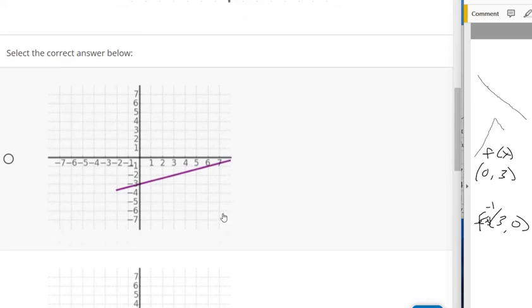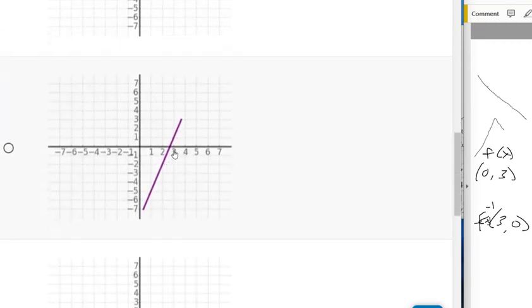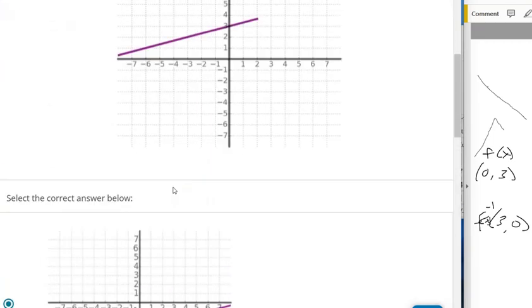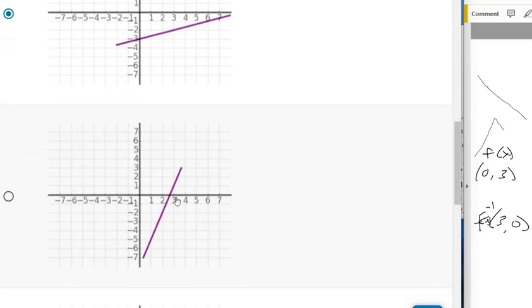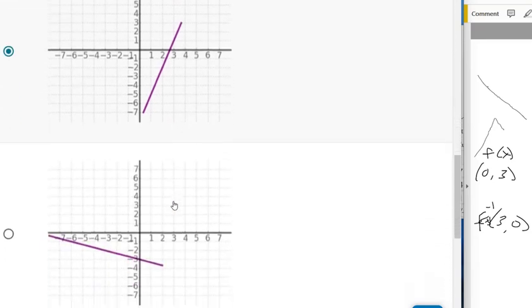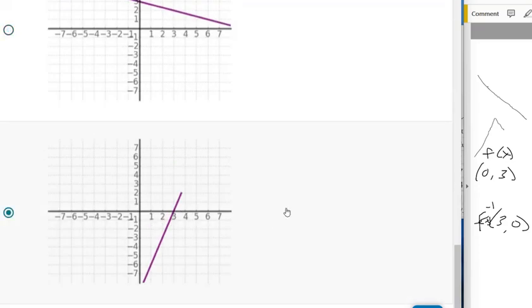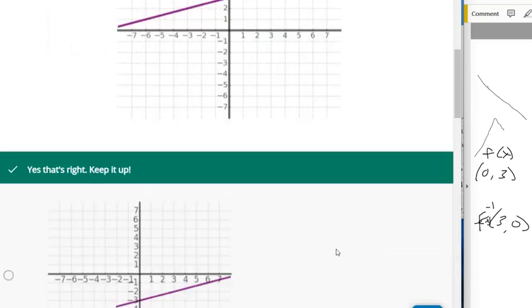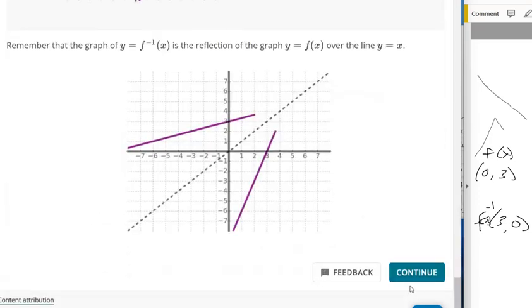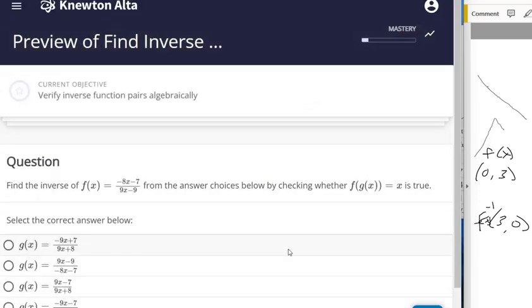So let's see if that helps us eliminate. 3, 0. This purple line does not cross. This is not the correct answer. 3, 0. Oh, that's close. Yeah, but I'm pretty sure 3, 0 has to be there, so that doesn't work either. 3, 0, no. 3, 0, no. This is the only one that crosses at 3, 0. So by process of elimination, that's got to be the last one. Okay, but you could do that for an infinite amount of points.